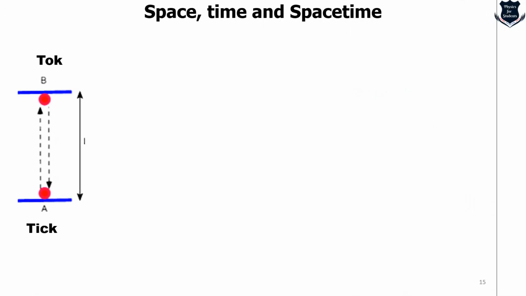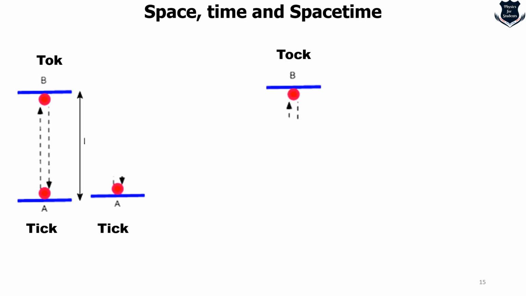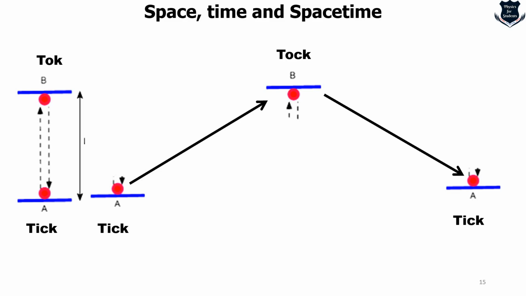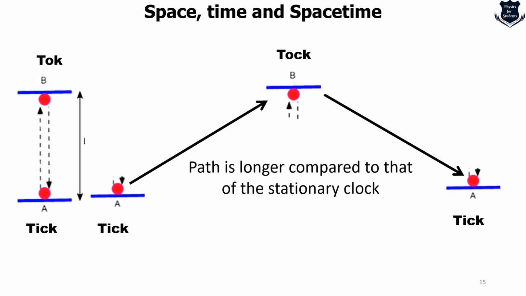Now let us take this example forward, and if I move a little bit faster, for example close to the speed of light, the tick takes place over here. So the tock takes place here, and now you can see the diagonal line is further extended. And again the tick takes place over here, the diagonal line is further extended. So from here we can say that the path is longer compared to that of the stationary clock, which is going tick tock, tick tock, tick tock.